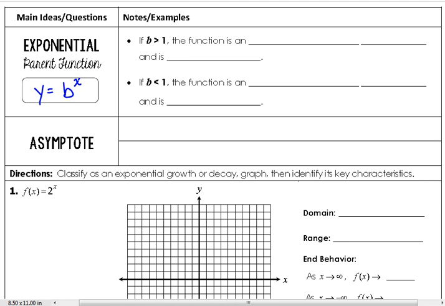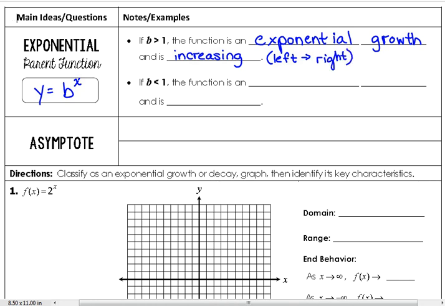If b is greater than 1, the function is an exponential growth. Okay, if b is greater than 1, then it's exponential growth and is increasing, and that's as you go from left to right. All right, left to right, it is increasing.